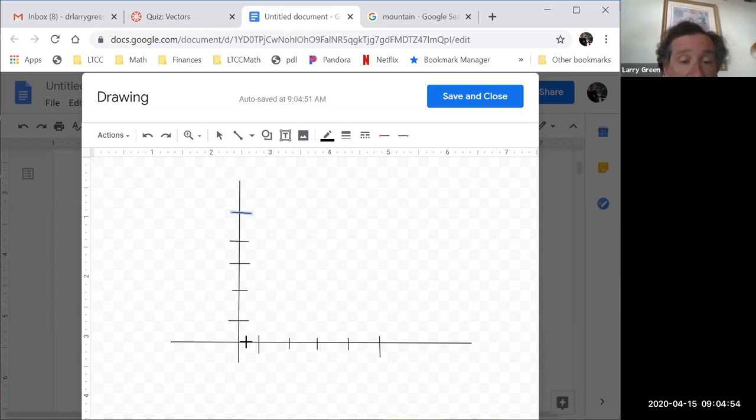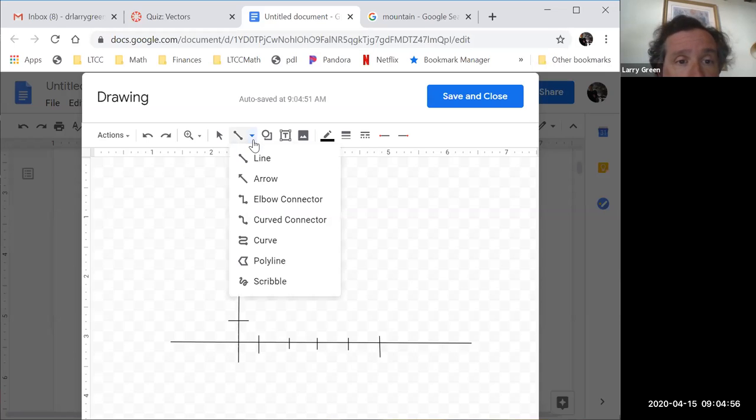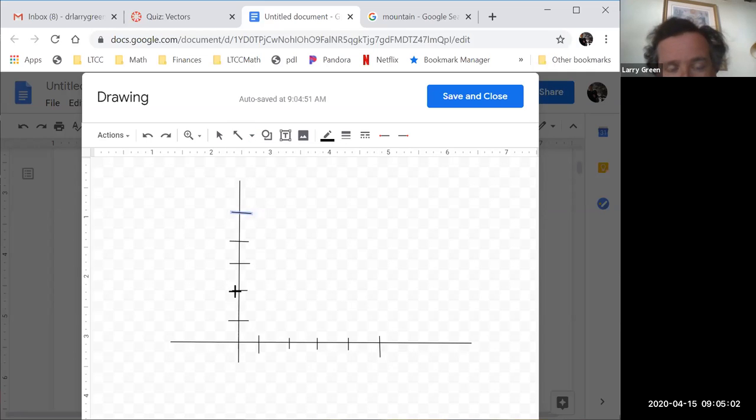Okay, so the first thing is let's draw the vector 1, 3. I know you're supposed to do it by hand, so I'm basically doing it by hand, but I might as well use the arrow key. So that means I'm going to have to start at the origin, then go over 1, and then up 3.